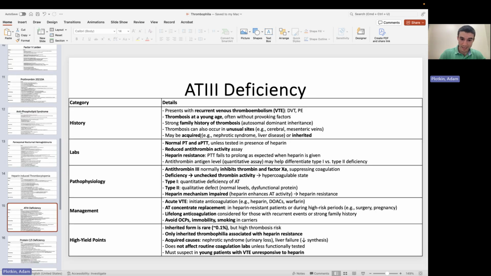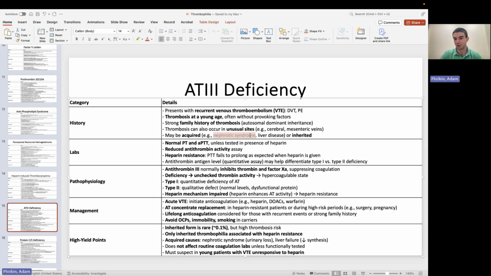All right. Antithrombin III deficiency, again, we've kind of talked about this, but it presents with recurrent venous thromboembolism, thrombosis at a young age, and a strong family history of thrombosis. Thrombosis can occur at unusual sites, kind of like PNH, so cerebral or mesenteric veins. It can be acquired. We talked about nephrotic syndrome or liver disease, right? Because antithrombin III is made in the liver, or it can be inherited. So again, we'll have a normal PT or PTT unless we're tested in the presence of heparin. We'll have a reduced antithrombin activity assay, because we're missing antithrombin III. Heparin resistance is really the hallmark of this disease.